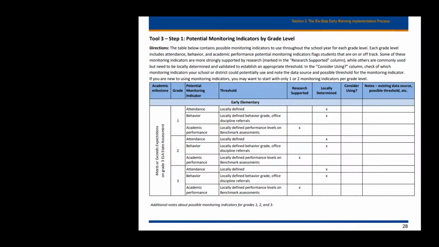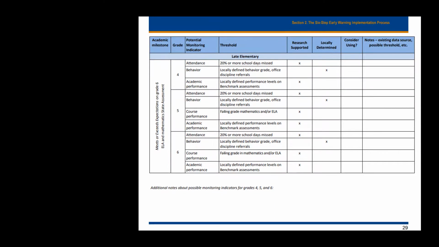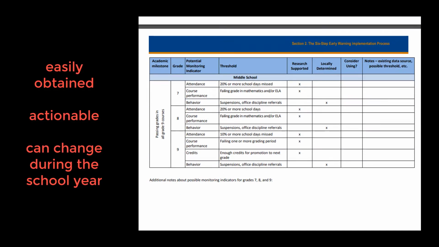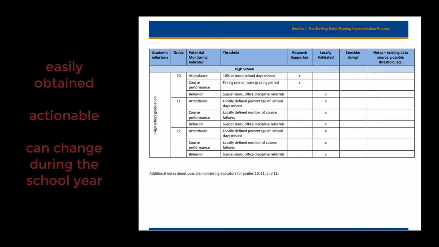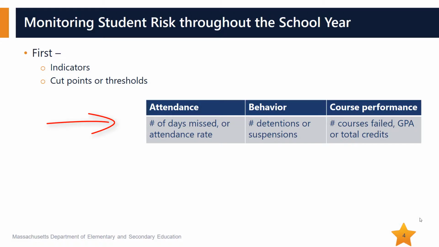To get started, first choose how to flag students. This starts with indicators and thresholds. Across all grades, the best indicators are ones that are easily obtained, are actionable, and are able to change during the school year in response to students' progress. Research shows that ABCs, attendance, behavior, and course performance, are powerful indicators of students' academic risk. If that feels like a lot, start small with just attendance.